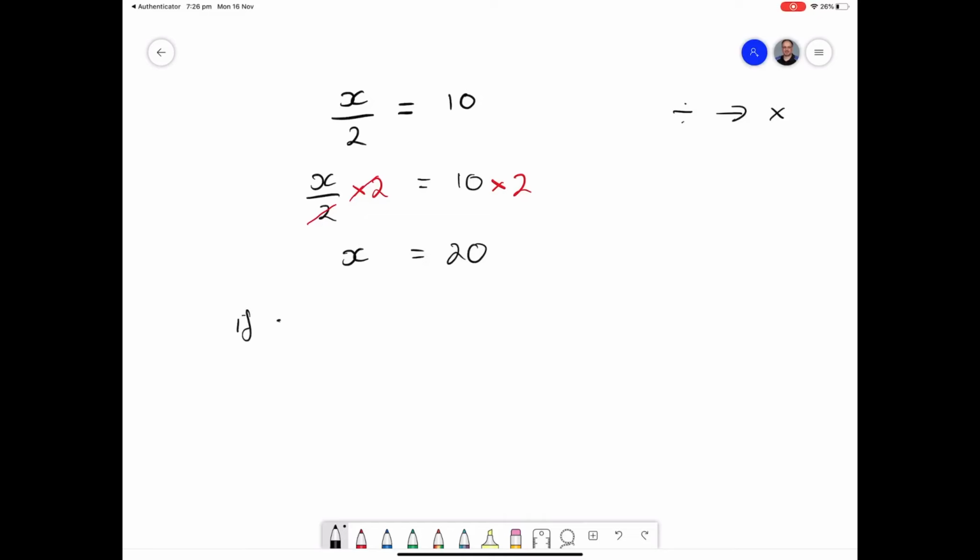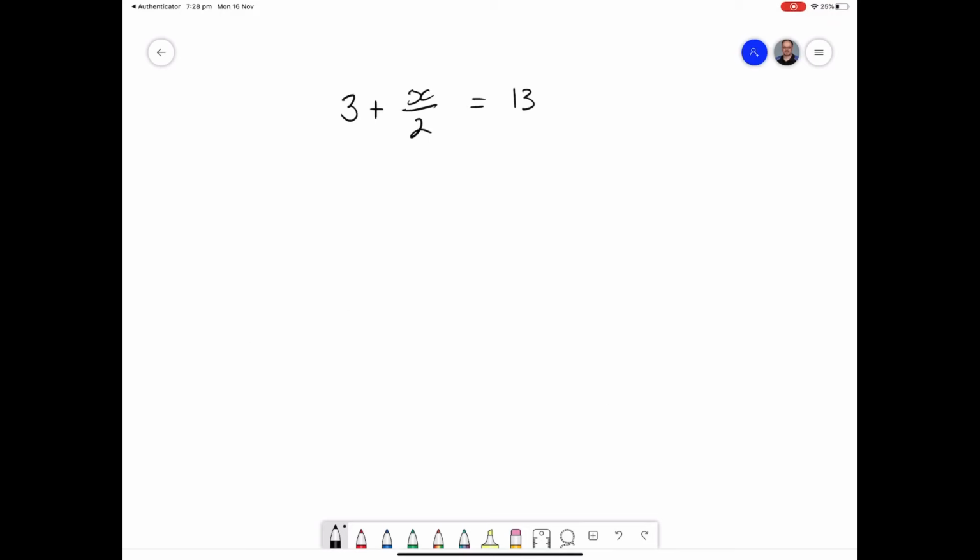So if x is equal to 20 in the equation x over 2 equals 10, substitute the value in, so 20 over 2 equals 10. 20 over 2, of course, is 10, equal to 10. Is that the same? Yes, it is. So we have proven that one as well.